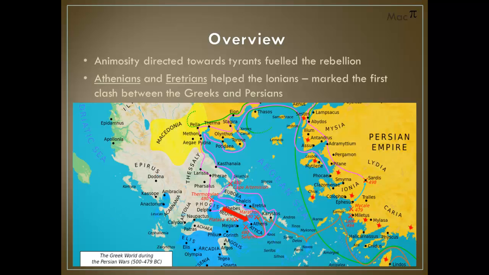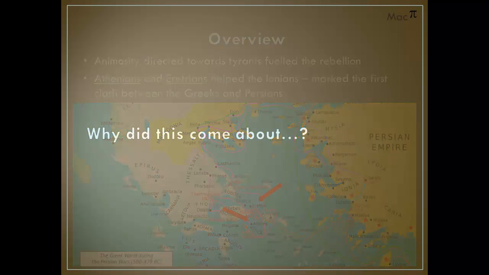The Ionians were mainly helped in their initial movement by the so far neutral Athenians and Eritreans, who really didn't have a beef with the Persians. Their involvement marked the first clash between the Greeks and the Persians and directly led to what was to become known as the Greco-Persian Wars.